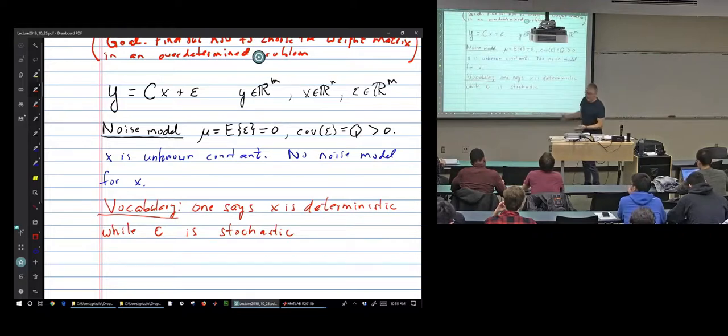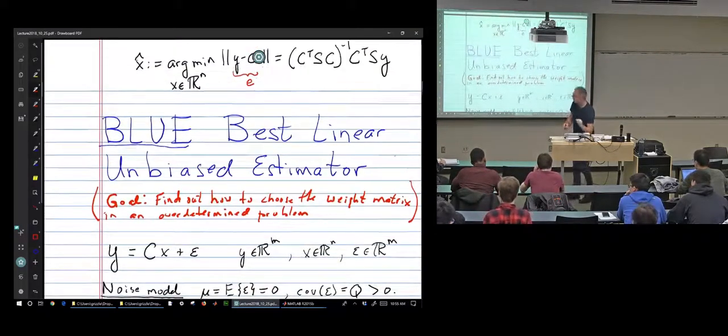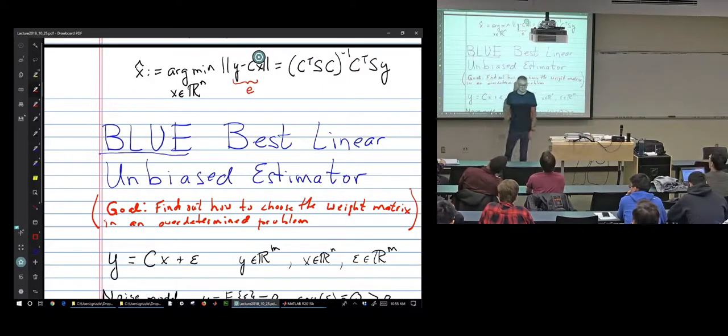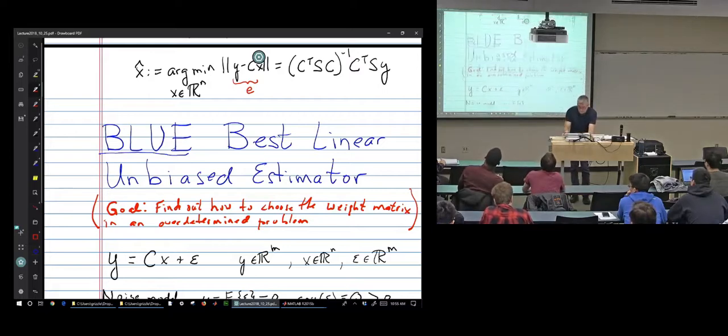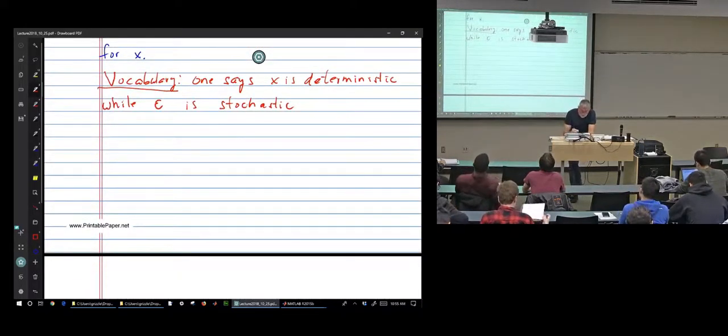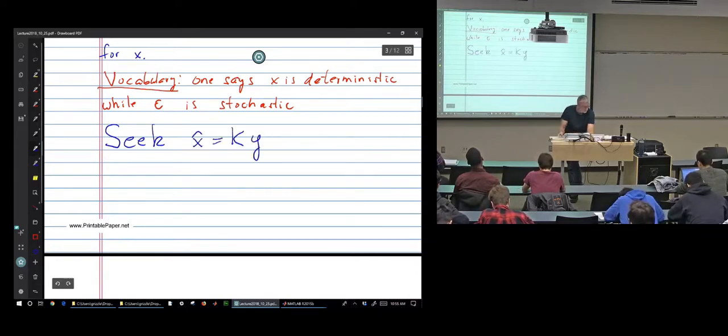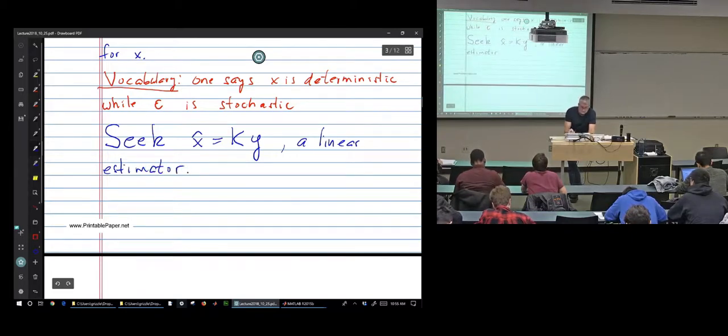So let me define the terms linear, unbiased, and best. Well, linear, I bet you're going to be super surprised. We seek x hat is K times y, a linear estimator.